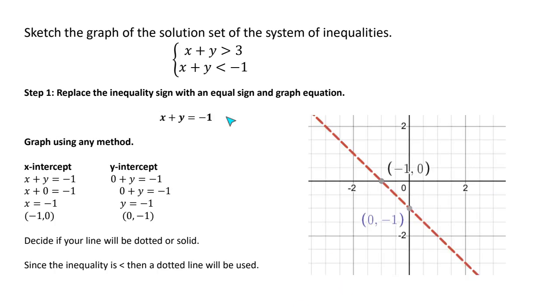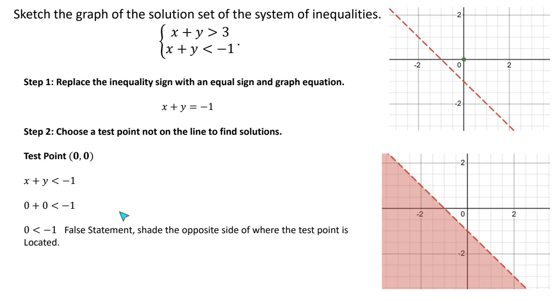The second equation, x plus y is less than negative 1. Change it to an equal sign. If y is 0, then x is negative 1. If x is 0, then y is negative 1. So if we graph our 2 points, I'm going to use a dotted line since the inequality is still less than, and then we're going to pick a test point.